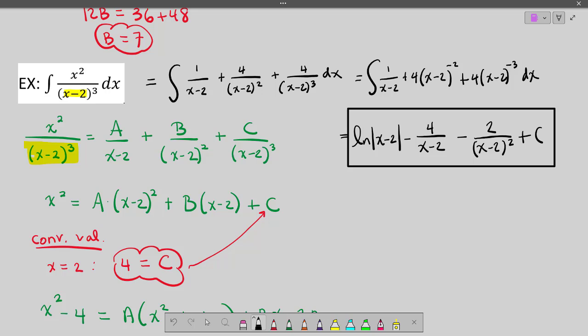Now, none of these required reverse chain rule. Just remember that we also have reverse chain rule if these were not just x's. If that was a 3x, you'd have to divide by 3. If that was a 5x, you'd have to divide by 5. So don't forget, reverse chain rule is kind of obscured here. All right, any questions on any of the steps there or the process?